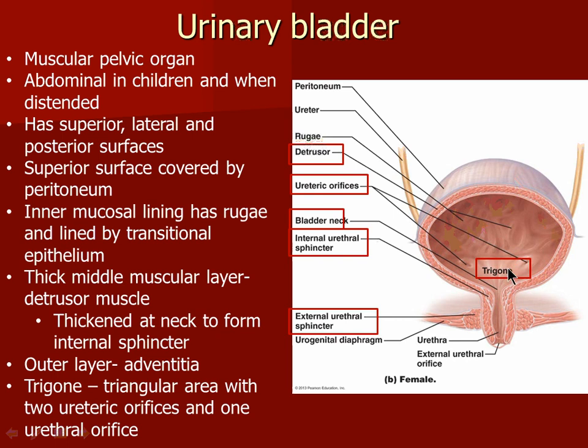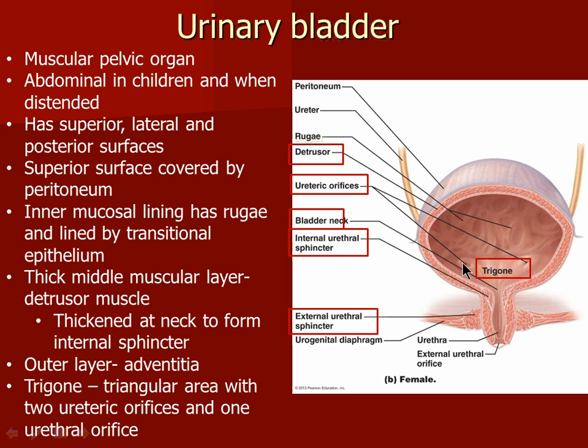If you look inside, we'll go from inside out. If you look inside the bladder, we'll notice that most of the bladder looks folded, especially when the bladder is empty. These folds are known as rugae, just like we see in the stomach. But there is a certain area of the bladder on the posterior surface where the mucosal lining looks very, very smooth. It looks triangular. That area is called the trigone. So you can see this area called the trigone.